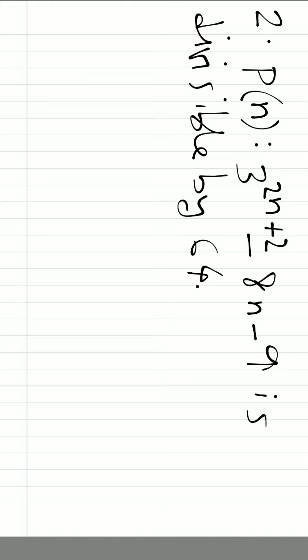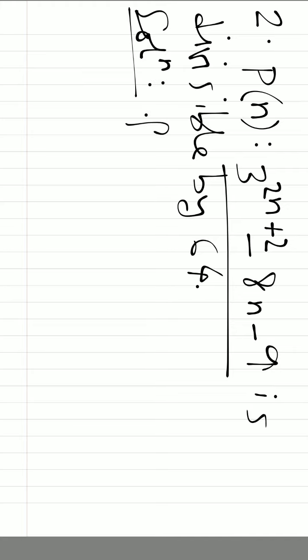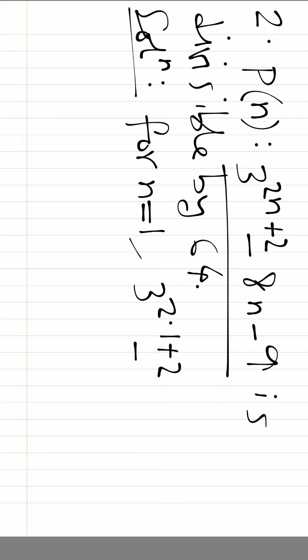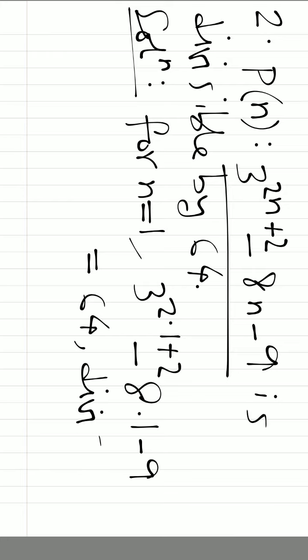You see, P1 means if you are putting n equals to 1 in this expression and you are getting some multiple of 64 or something which is divisible by 64. So let us see whether P1 is true or not. So for the solution we can write, for n equals to 1, the expression is this: 3 to the power 2 into 1 plus 2 minus 8 into 1 minus 9. And after calculation you are getting it to be 64, which is divisible by 64.